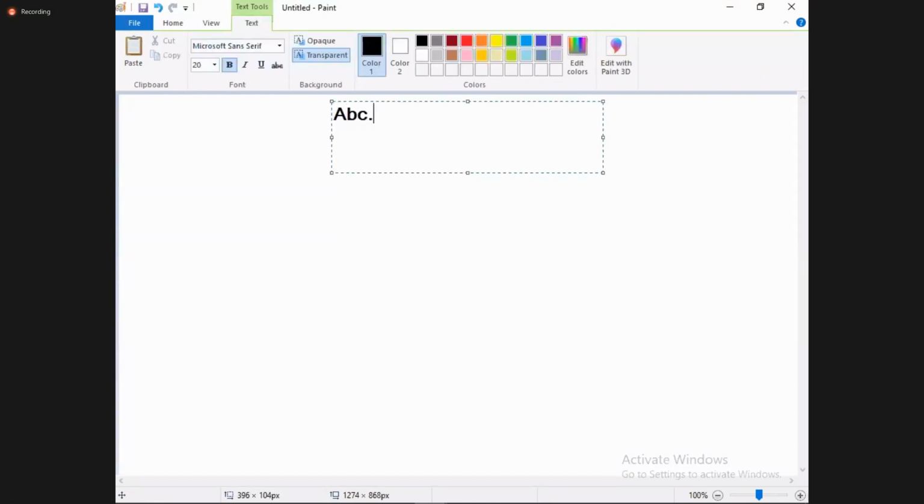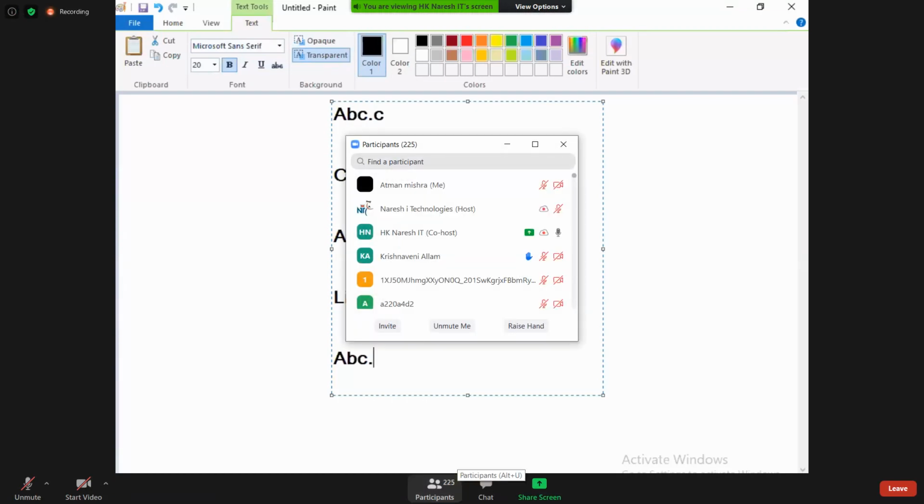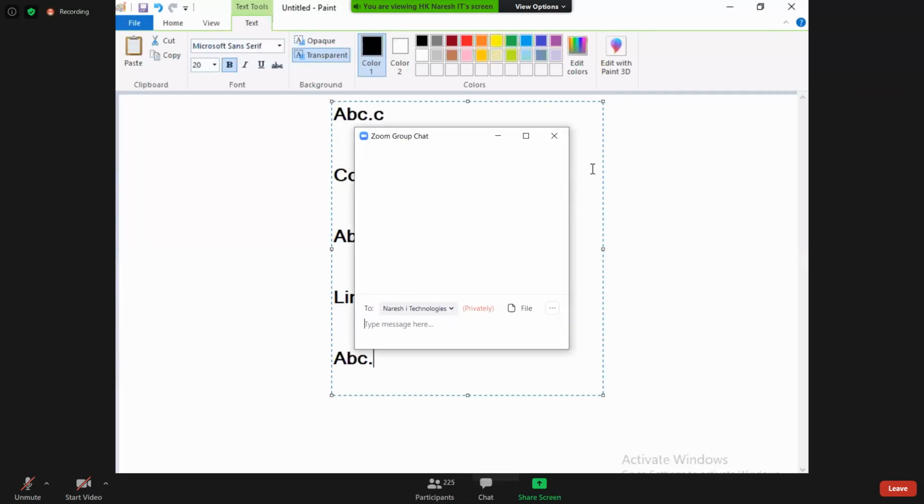I have an abc.c program. Now this abc.c program I have given to the compiler. Then the compiler will generate abc.obj. Then abc.obj I am giving to the linker. Now tell me, the linker generates what file? The linker generates the abc.exe file.